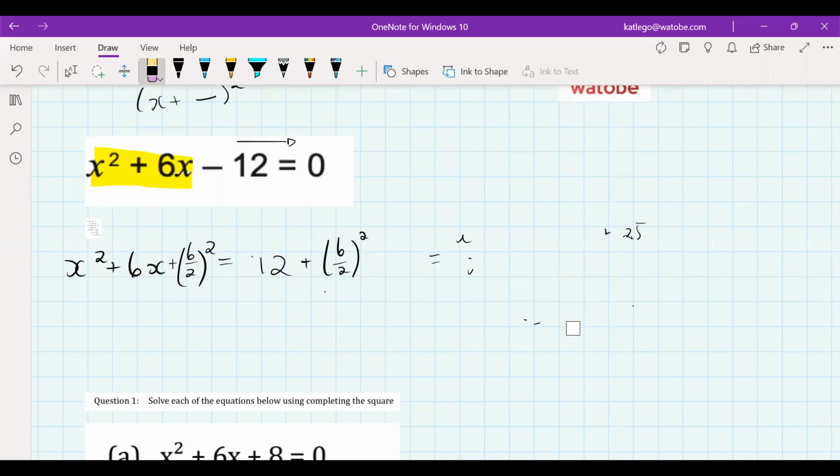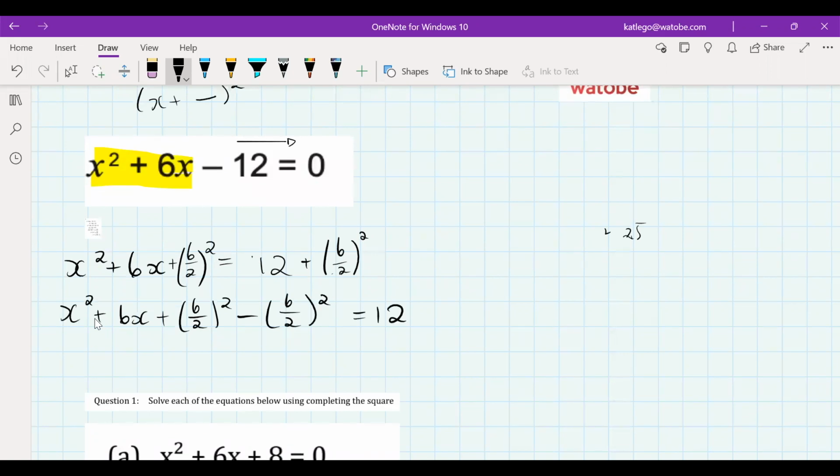Isa, how can I help you, my dear? Hi, ma'am. Since you transposed 6 over 2 squared to the other side, how come it's still positive? I didn't. I just added it on both sides. The ones who are saying transpose, this is what they mean. Look carefully. 6 over 2 squared minus 6 over 2 squared. Can you see what I just wrote? Hello?